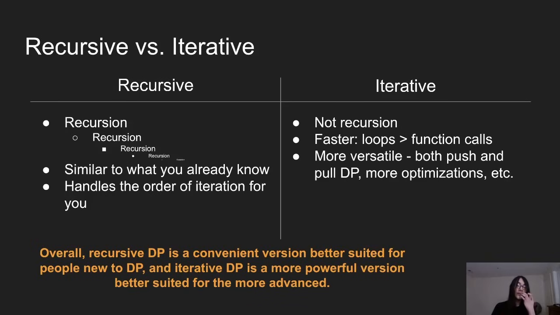In general, recursive DP is good for people who are new to DP, but familiar with recursion, because it's not so different and you can get the big picture pretty quickly. Iterative DP is a different style and it requires more work to use, but it's more powerful and more versatile, so it's also necessary to learn eventually, especially as you get into more advanced problems.